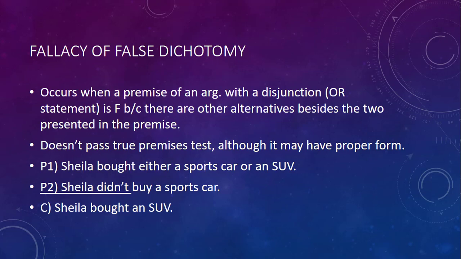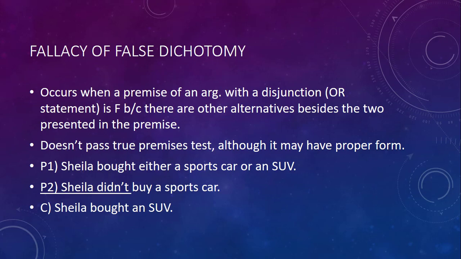So, in other words, when the fallacy of false dichotomy is committed, the argument does not pass the true premises test because one of the premises is false because it doesn't include all the relevant alternatives. Although the argument may have proper form, that's always possible, the argument still doesn't work when it commits this fallacy. And once again, that's because one of the premises is false. And here's an example of this fallacy in play. The first premise is this: Sheila bought either a sports car or an SUV.